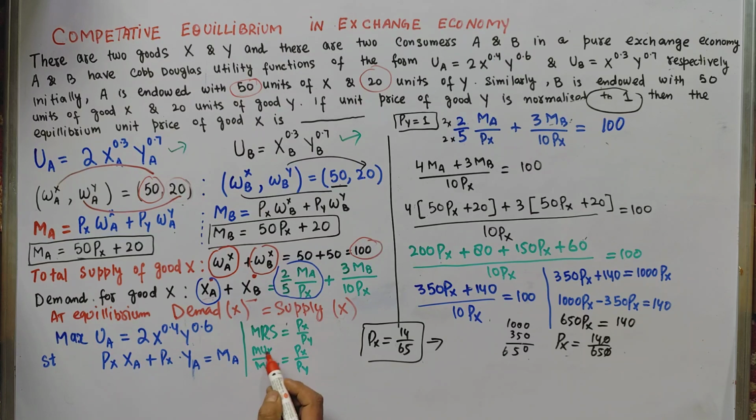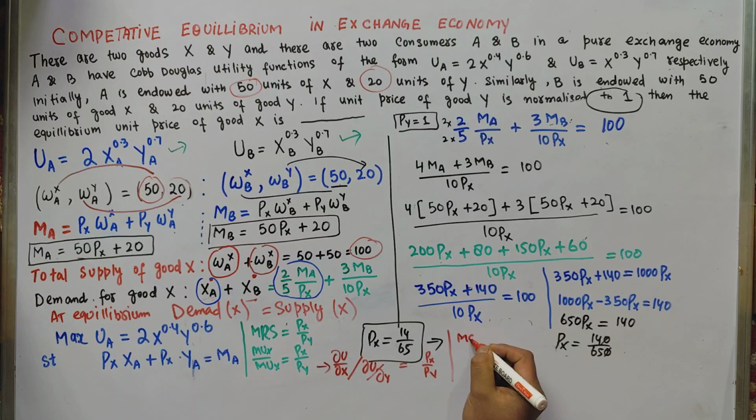Marginal utility of good X means the partial derivative of the utility function with respect to X, divided by the partial derivative of the utility function with respect to Y, and you equate it with price of X upon price of Y. When you solve it, you will get the demand function for good X by consumer A, which is this.